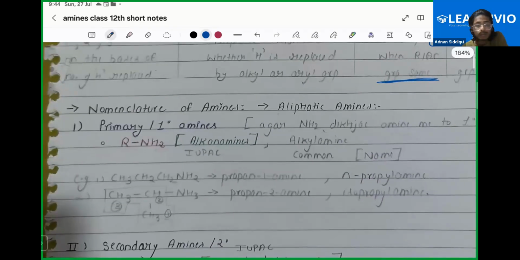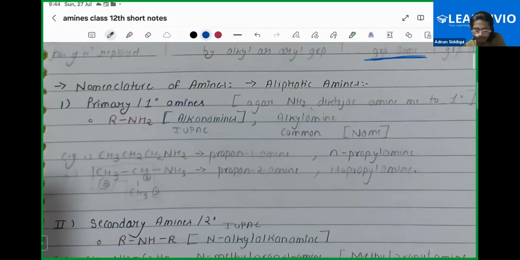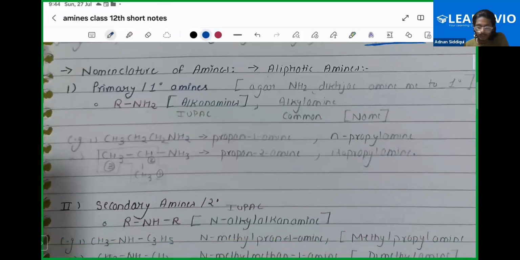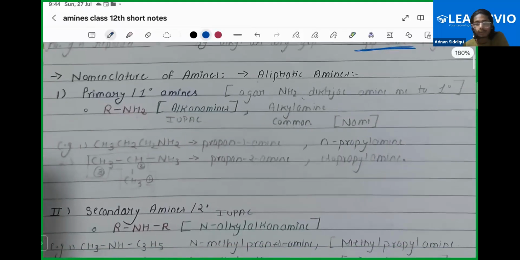Now, let us talk a little bit about the nomenclature of amine as well, because here we have different rules to name different degrees of amine. So if you're talking about primary amine, which is 1 degree amine, how can you name it? First of all, you should be able to determine whether an amine is 1 degree, 2 degree, or 3 degree. If in an amine you are seeing NH2, then it is 1 degree amine. Why? Because only one hydrogen is replaced.